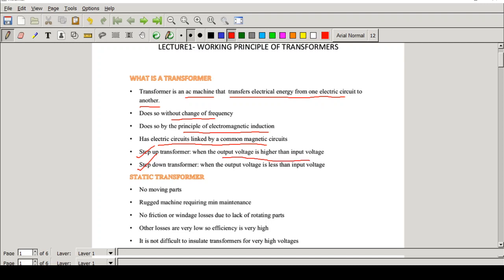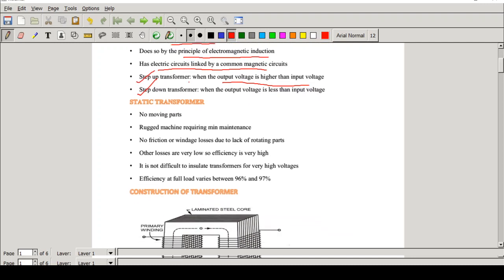Then how do you do that? By increasing the number of turns. Okay, because in a transformer there are two windings, primary and secondary, and by increasing the number of turns, you can increase the voltage. Now next is the step-down transformer. So what is the purpose of using a step-down transformer? That is when you need an output voltage lower than the input voltage, then you can use a step-down transformer.